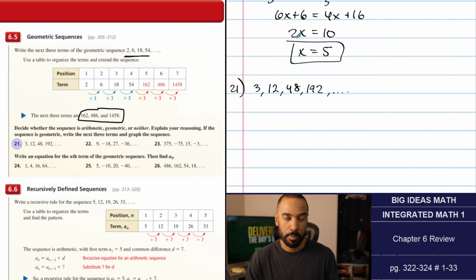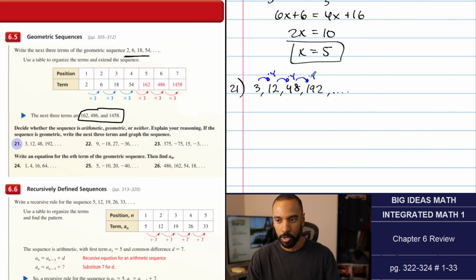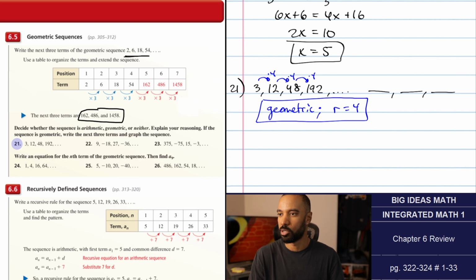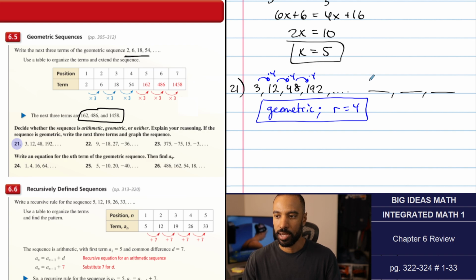By the way, this looks very geometric. 12 divided by 3 is 4. 48 divided by 12 is 4. 192 divided by 48 is 4. Because it has a common ratio, it's a geometric sequence. And that's my reasoning. It's geometric because it has a common ratio, that is 4. Now I need to find the next 3 terms. The next 3 terms we multiply by 4 each time. 192, I'm going to use the calculator for these. 192 times 4 is 768. That number times 4 is 3072, and that number times 4 is 12,288.